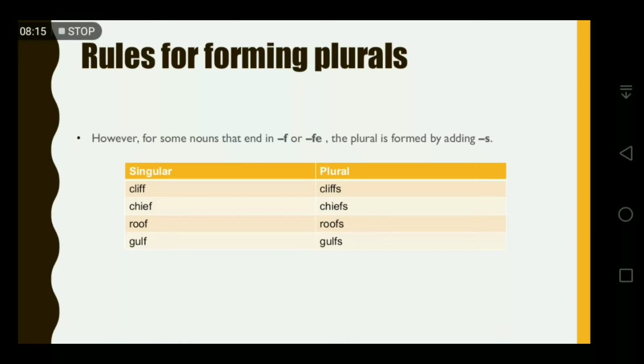However, for some nouns that end in f or fe, when we change singular to plural, we only add s. So now we know that if there is f or fe, we add ves and remove the letters f or fe. But here another rule is there. Some nouns take only s, without removing the f or fe, like cliff, cliffs, chief, chiefs, roof, roofs, golf, golfs. Okay, like this way.